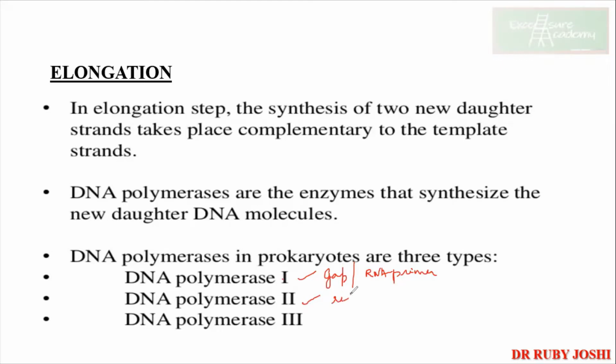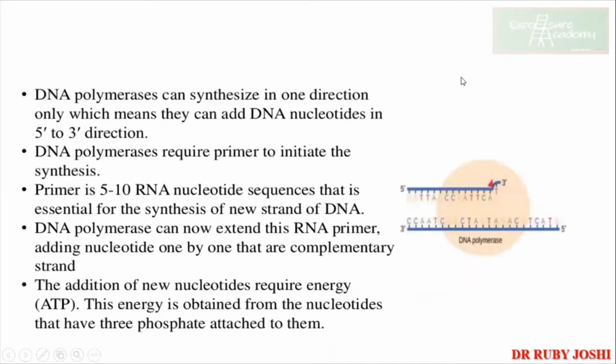2 is responsible for the repair mechanism. Whenever DNA undergoes repair, any damage is there, at that time DNA polymerase 2 is going to function. And the third one is the holoenzyme. This is your main enzyme which is carrying out the replication. So DNA polymerase can synthesize in one direction only, which means that they can add DNA nucleotides in the 5' to 3' direction. So whether it is prokaryotes or eukaryotes, the DNA replication or DNA synthesis is always in 5' to 3' direction.